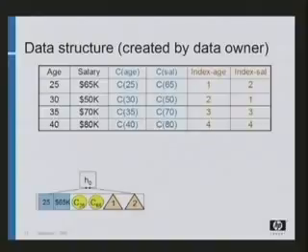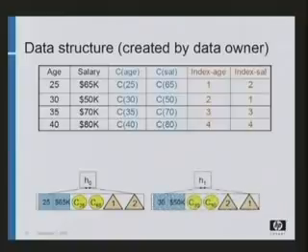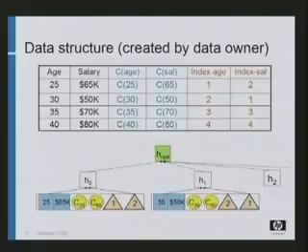Now, the database owner will construct a Merkle hash tree just as before, but this Merkle hash tree will have a lot more contents. For each row, the plain text values, commitments and the index are hashed together. This is done for each row, and the root hash is computed.